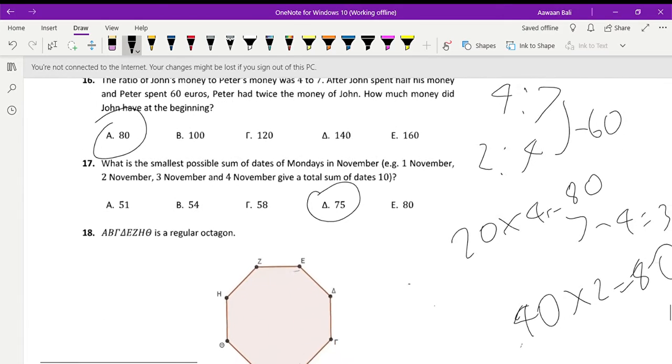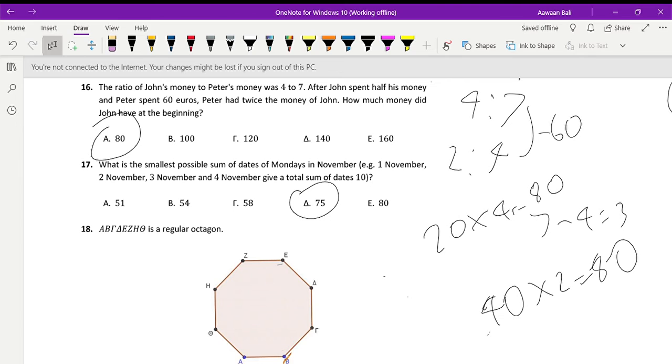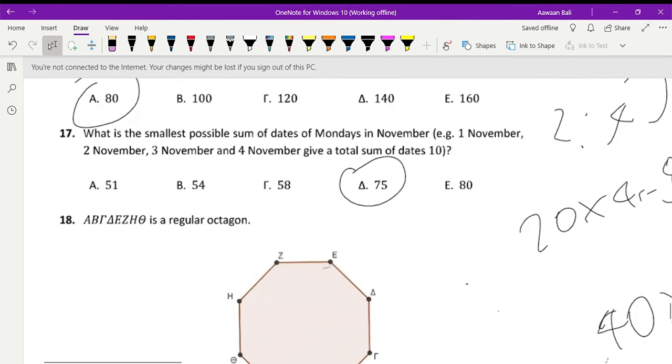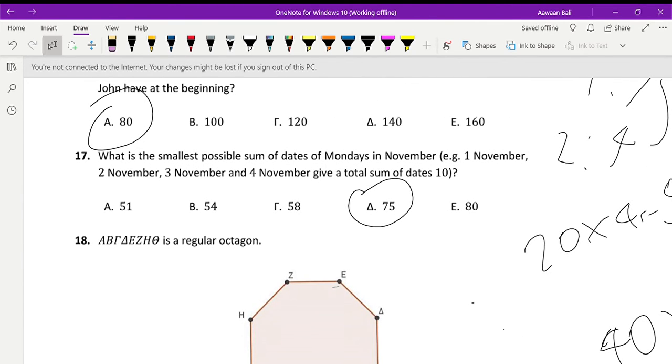What is the smallest possible sum of dates of Mondays in November? E.g. the 1st of November, 2nd of November, 3rd of November, 4th of November give a total sum of dates 10. Basically 1 plus 2 plus 3 plus 4 is the example they're giving here. Well, if we don't know what the first Monday is, we can just start with 1, because if you don't know what it is, just start with 1.